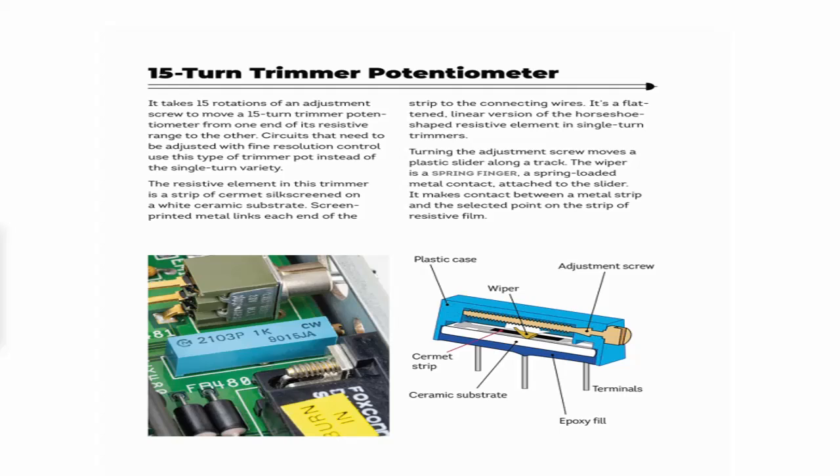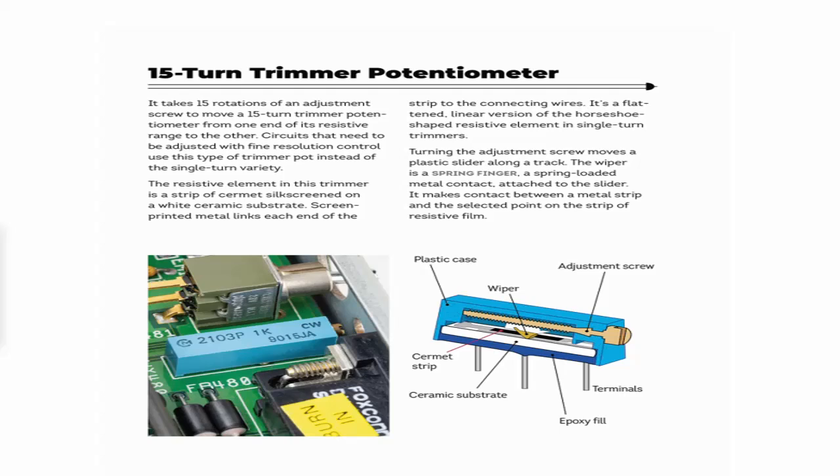Now we'll see that it takes 15 rotations of an adjustment screw to move a 15-turn trimmer potentiometer from one end of its resistive range to the other. Circuits that need to be adjusted with fine resolution control use this type of trimmer pot instead of a single turn variety. The resistive element in this trimmer is a strip of cermet silk screened on a white ceramic substrate.